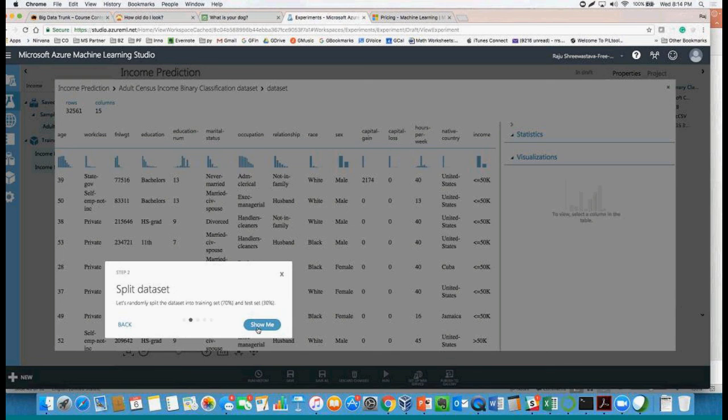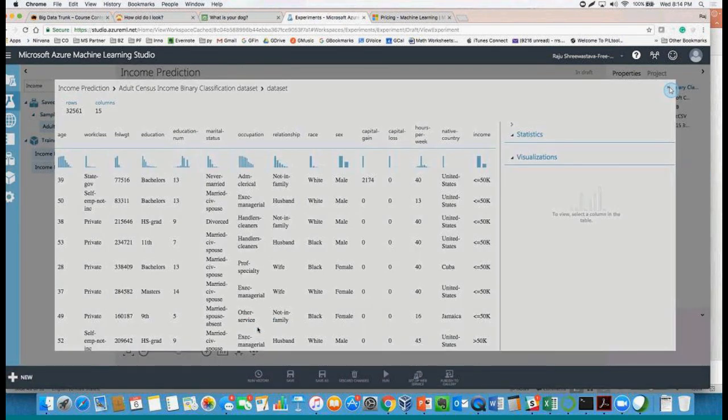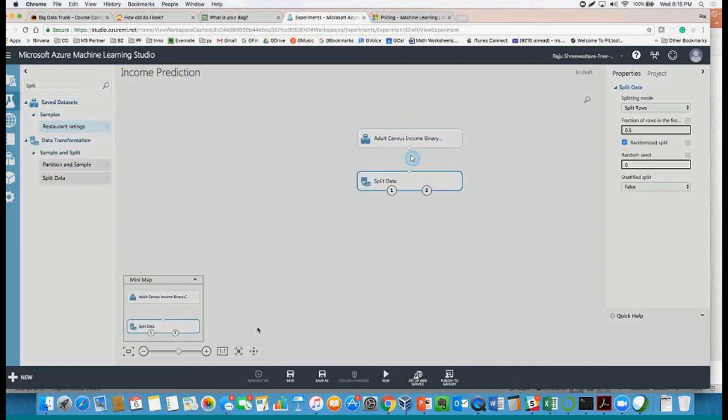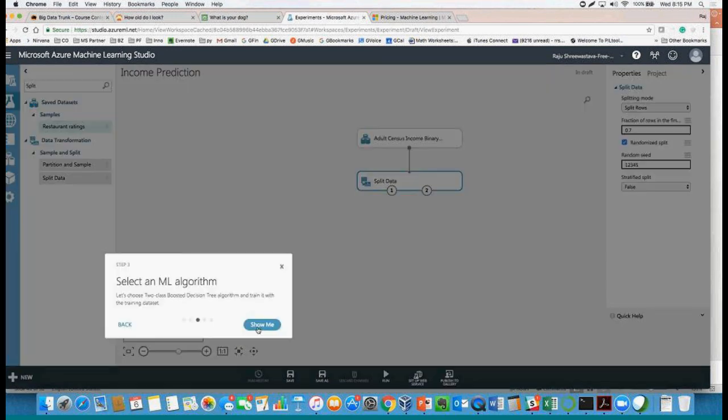So in order to do 70-30, how do we do that? Again, here also everything is drag and drop. There is something called split data. We take the split data box, we attach it, and we give 0.7, which means 70%. There are also some samples which we don't want, so we just eliminate those, like some seed data or something like that.